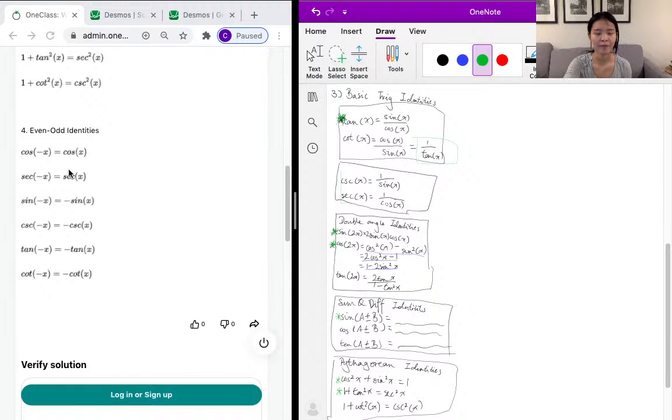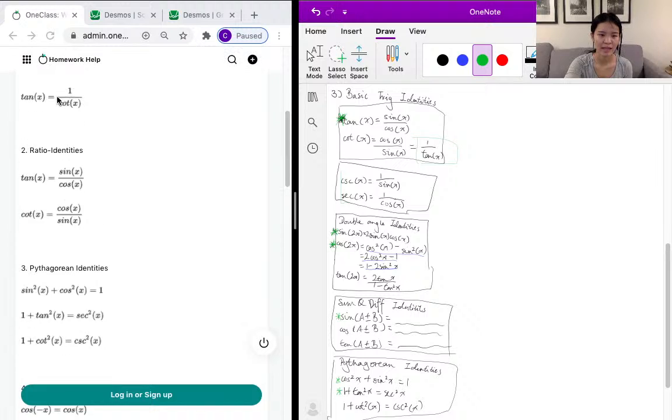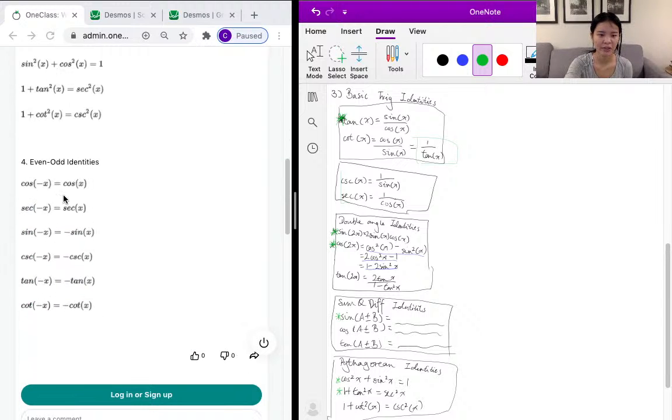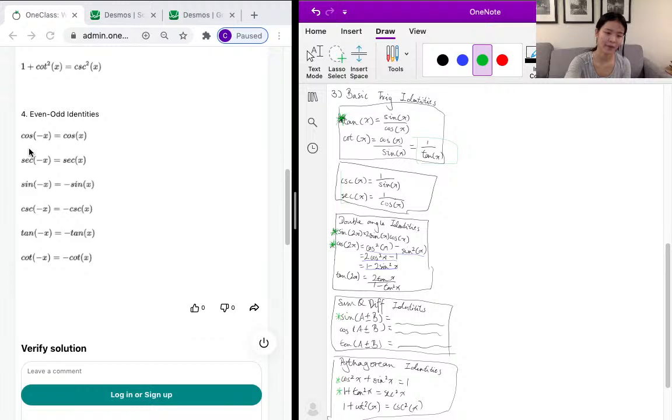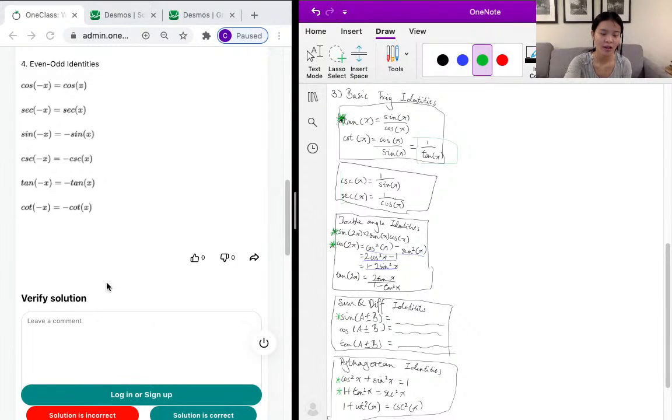You don't really need to memorize those. You might need to memorize the other ones, but these you don't need to memorize because you can just derive them or see them really quickly using the unit circle, or using the graphs of cosine, sine, and tangent. So you don't need to memorize those over here.